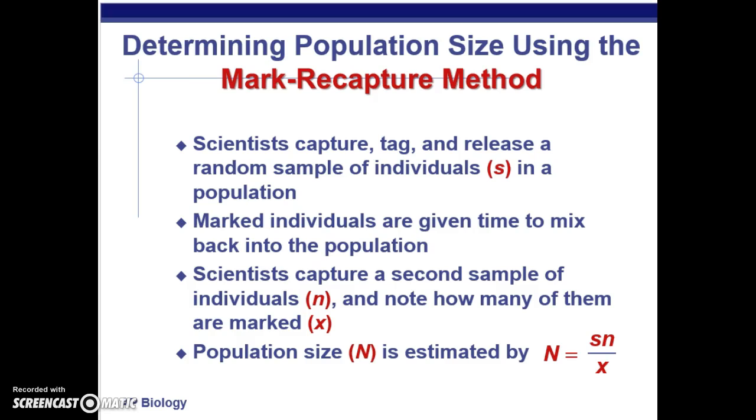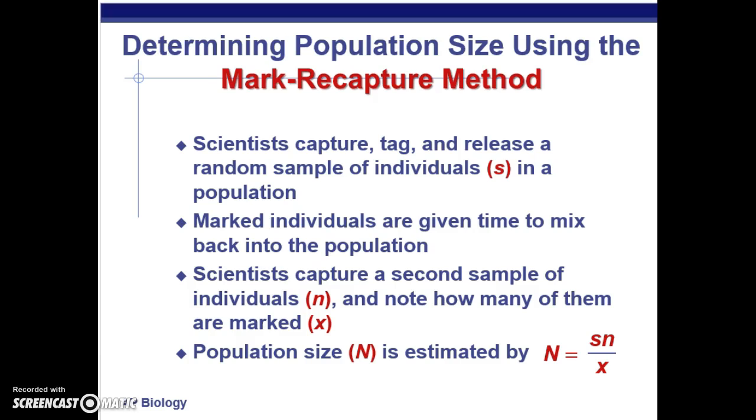Those marked individuals are then released and given time to mix back into the population. And then after a period of time, a second sample of individuals is captured again. This number of individuals is represented by the small letter N. What is noted then is how many of those in this second sample actually have the tag or a mark, and that's represented by X.